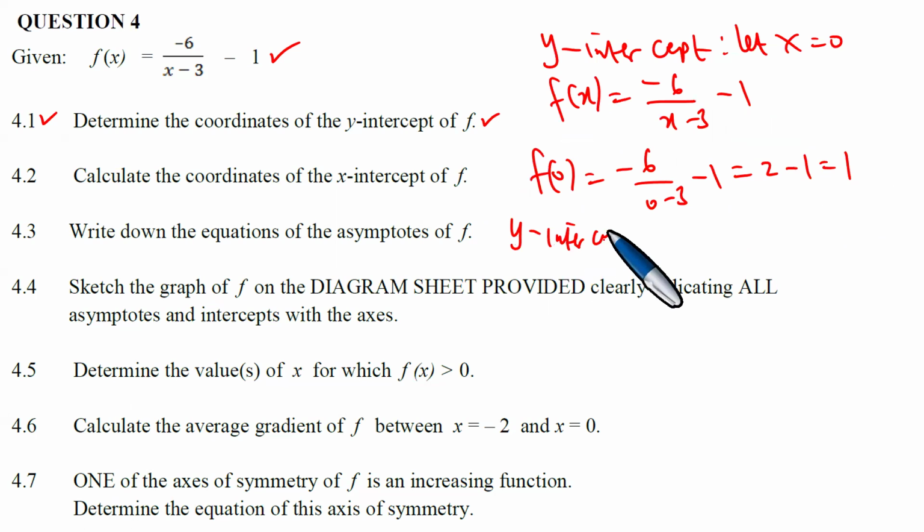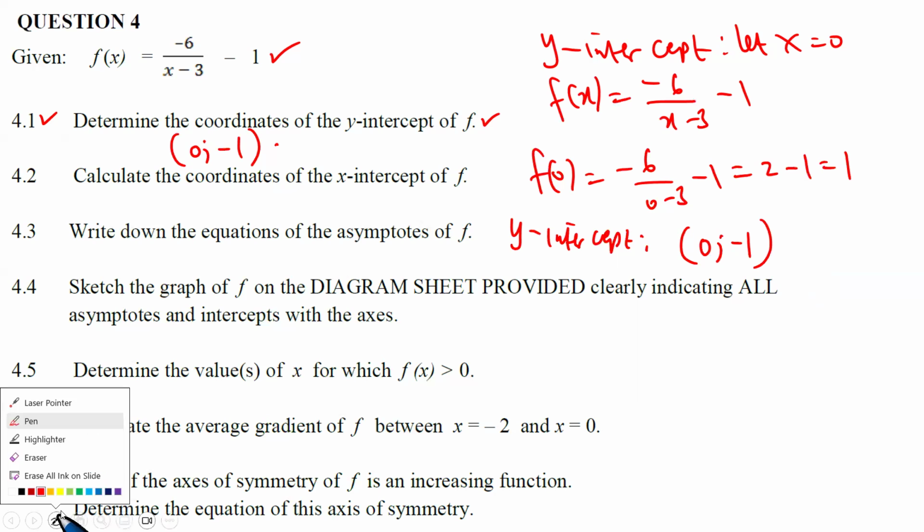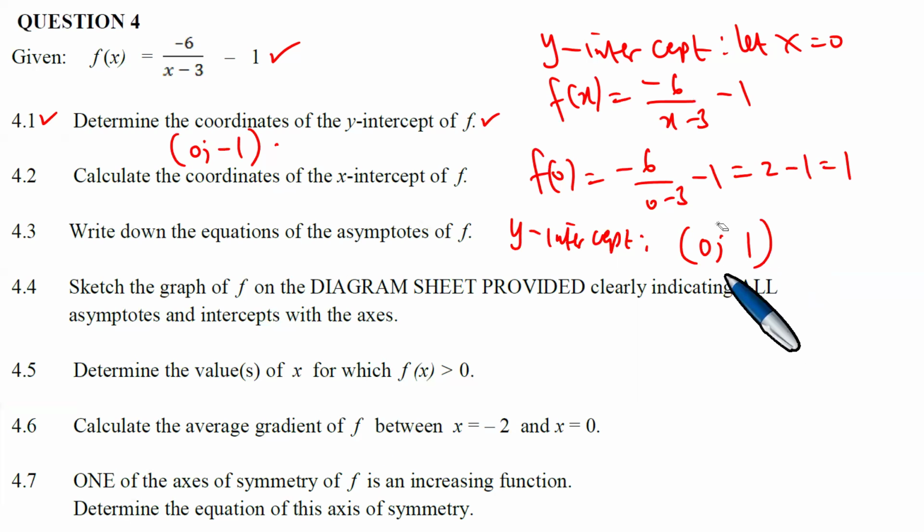Y-intercept. So you have x is 0 and y is minus 1. It's a plus 1. Right, obviously here we have the 2 minus 1, which is a 1. So it's a plus 1. So in other words, the coordinates of the y-intercept are 0 and 1.